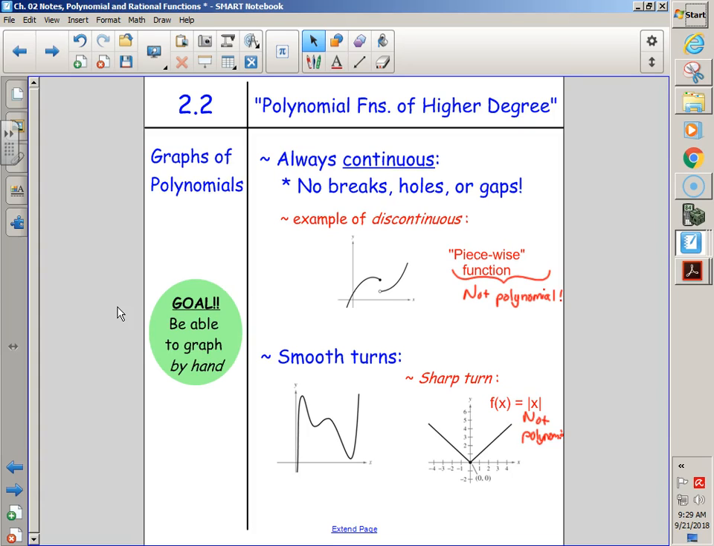You can have breaks and holes in piecewise functions for sure if they don't match up. You can have sharp turns in absolute value functions or piecewise functions, but those aren't polynomials. So polynomials will never have to worry about holes or jumps, vertical asymptotes. We'll never have to worry about sharp turns, always smooth. And at the end of the day, in this section, our goal is to be able to roughly graph polynomials that are cubics and quartics and beyond.